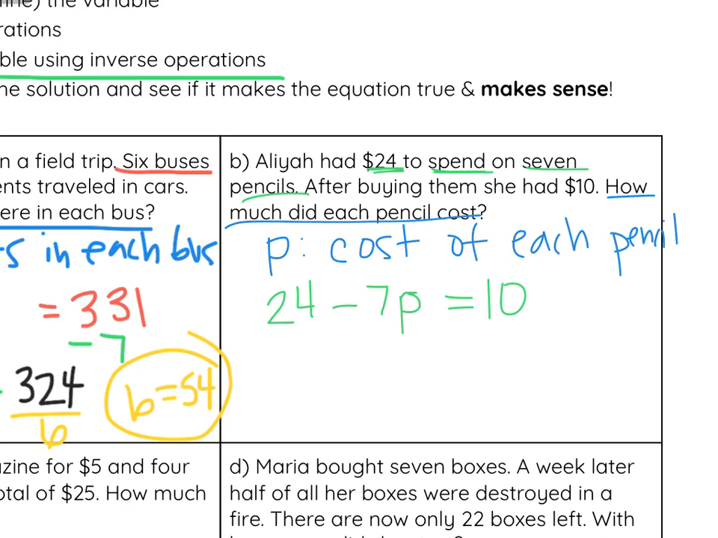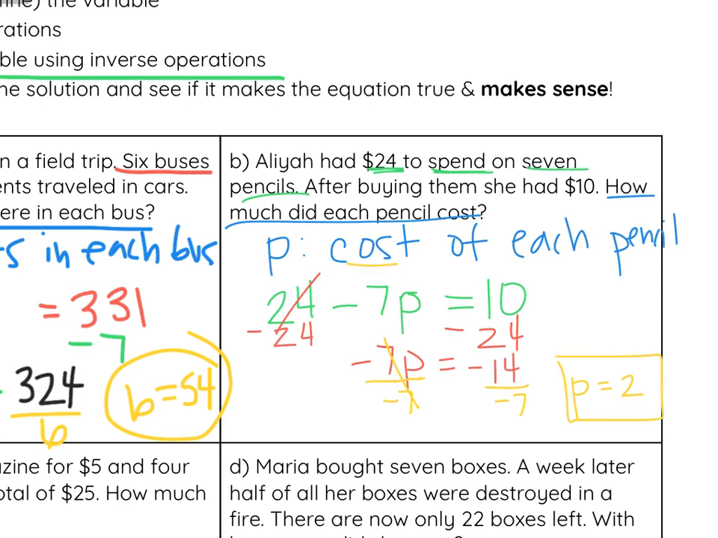All right, so I'm going to use some inverse operations here to get P by itself. The first thing I'm going to do is subtract 24 on both sides. So -7P equals, this is -14. To get P by itself, I need to divide. The reason I'm dividing is because, remember, this is multiplication. So I'm dividing both sides by -7. And so I get an answer of P equals 2, which means that each pencil costs $2. Which is a little expensive for a pencil. Maybe they're a nice mechanical one or something. But it's still like a reasonable answer.